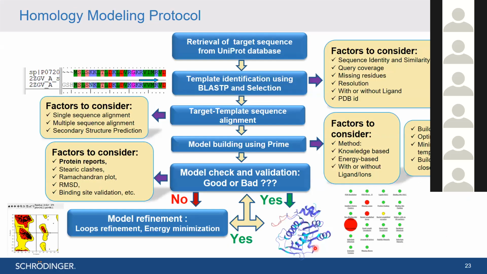As I always said, whatever model you get, it is not a very straightforward process. You need to reiterate the process in case of complications. For example, if you don't have a suitable template structure, or if you have low sequence identity, then yes, you need to reiterate the process. You need to refine your model and check the parameters, again refine the model and check the parameters, and in this way you will finally get the good model out of it.